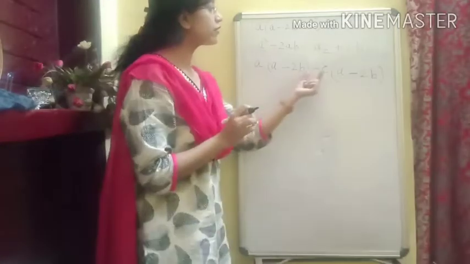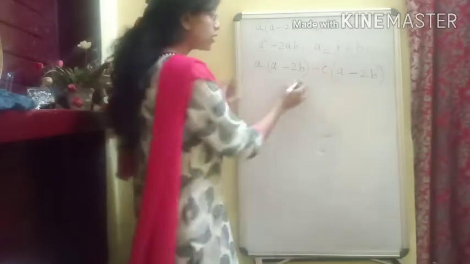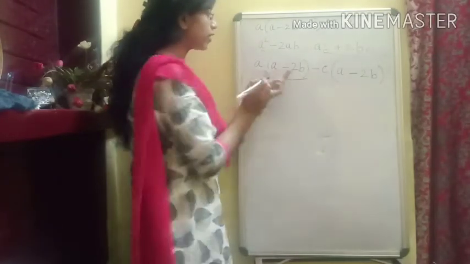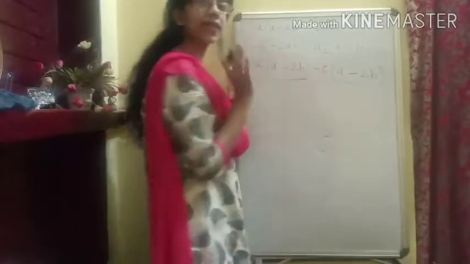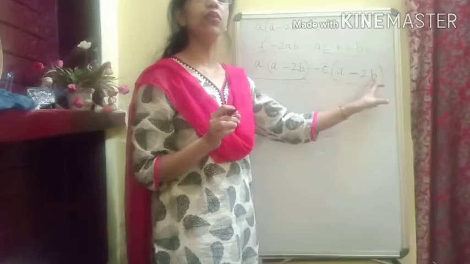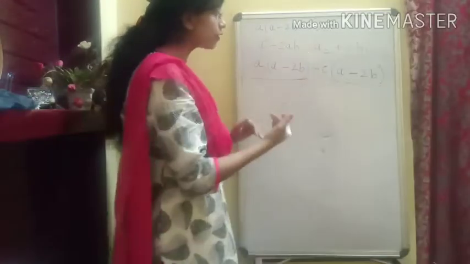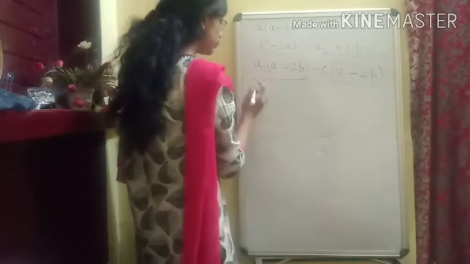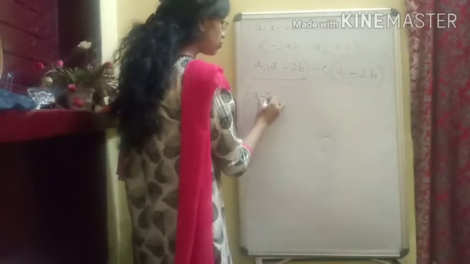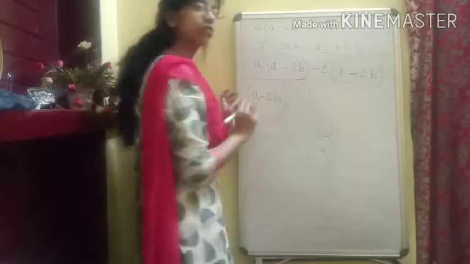Now you see why we have taken minus c common, because in this part we are getting a minus 2b. Here in this part again we are getting the same bracket, a minus 2b. Now what is again common? A minus 2b, a minus 2b. This is common in both the parts, so we can take a minus 2b again as common.